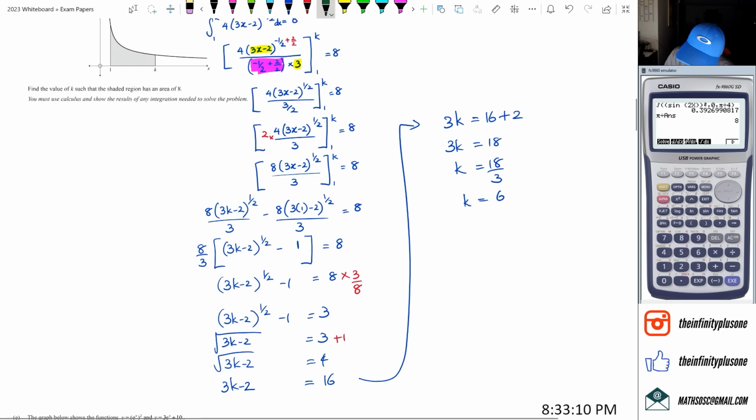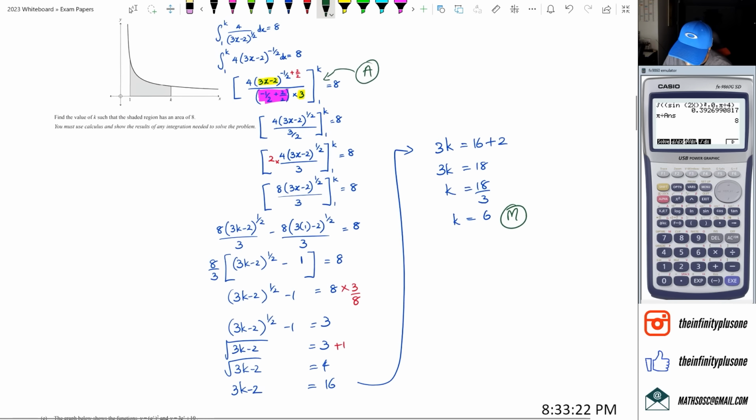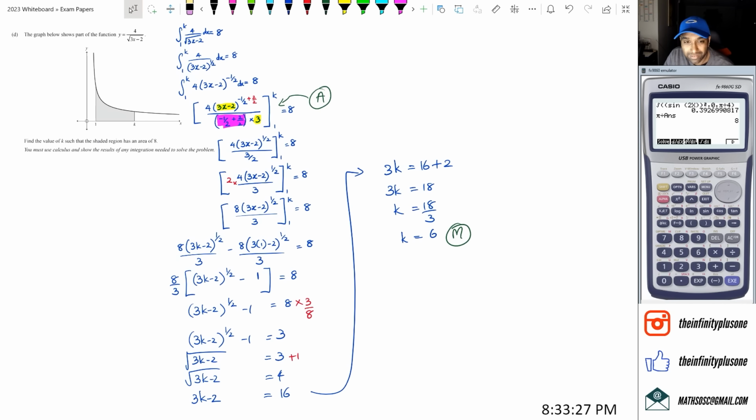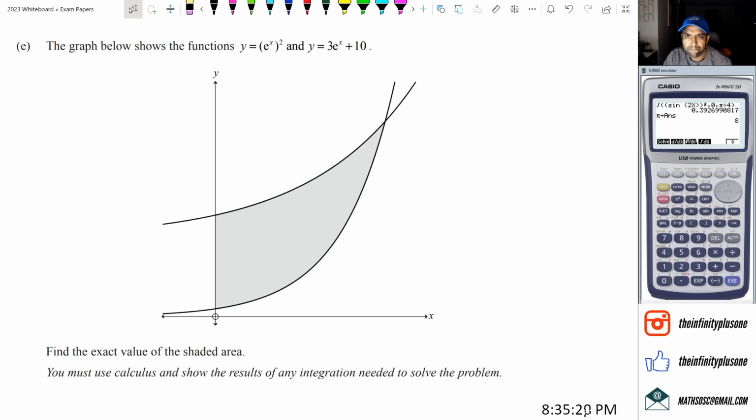Now, pretty long question for a merit, but that's pretty much what we're looking at. For achieved, we are looking at that line right there. That's what you're looking at for achieved. Yeah, it's a lot of working for this question.